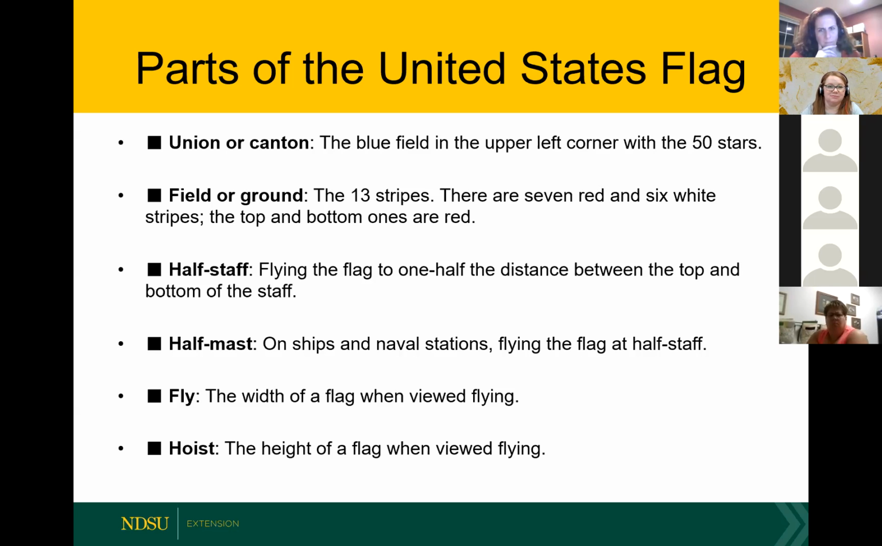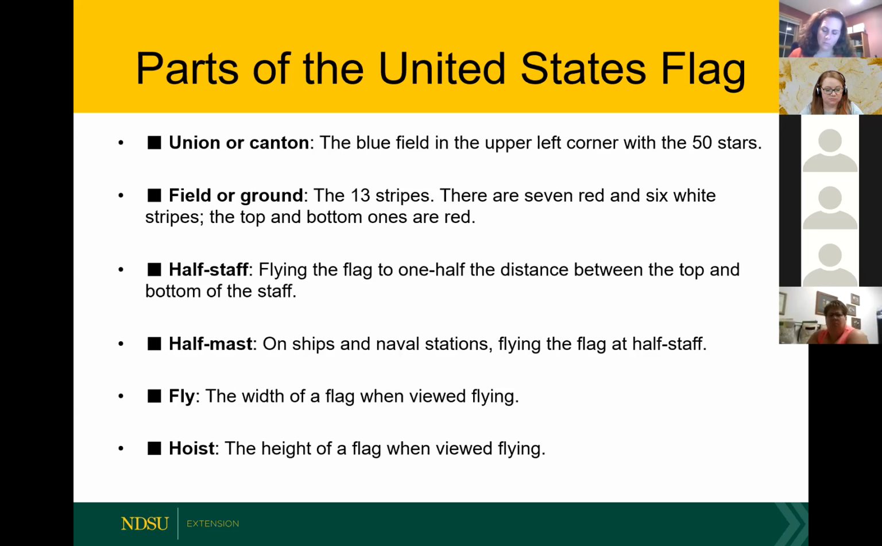Then let's talk about a couple of the other terms that you'll see at some time. So half staff: flying the flag to half the distance between the top and bottom of the staff, staff being the pole. And of course, when a flag is flown at half staff, it's always brought to the top and then brought back down halfway. That's done in honor of a memorial, the death of a president or a top government figure, that type of thing. However, on a ship, it's called half-mast. So it's the same thing, but half-mast as opposed to half-staff. Out in the Navy, when they're on the water, that is referred to as half-mast.